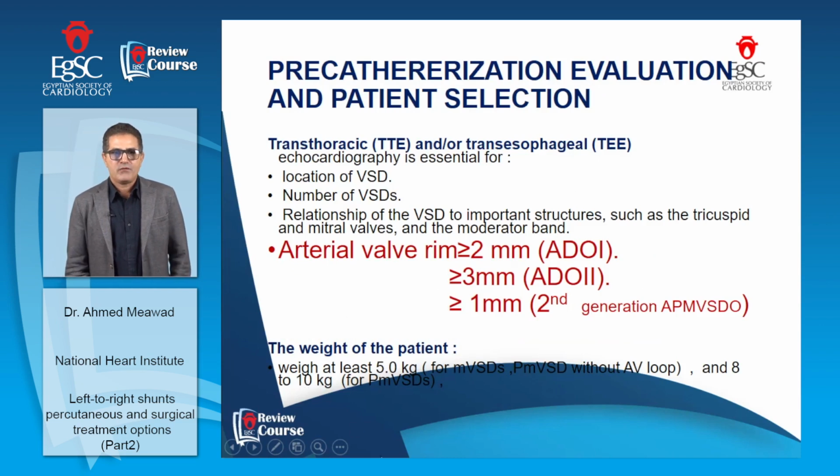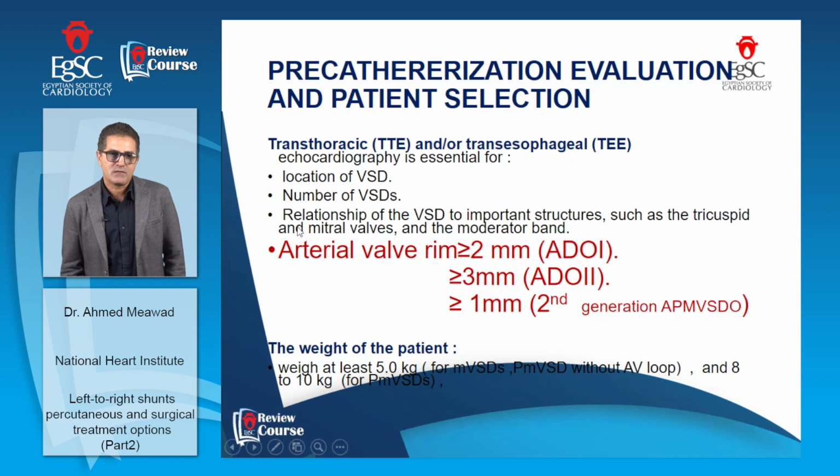How can we evaluate the VSD? By transthoracic or transesophageal echo. We have to localize the VSD, see the number of VSDs, and the relation to the surrounding structures like the mitral valve, tricuspid valve, moderator band, and especially the relation to the arterial valve rim. Because if it is absent, maybe we can't close it by transcatheter closure.